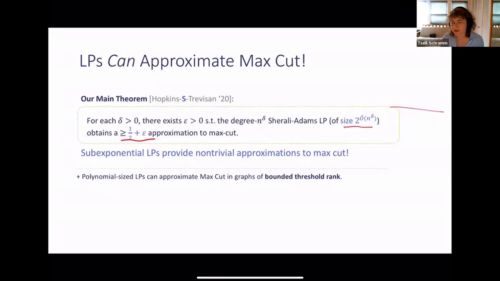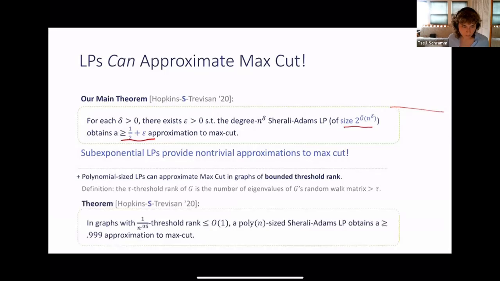And if you're the kind of person that doesn't get excited about sub-exponential time algorithms, let me say that we can also prove that linear programs can approximate max cut in graphs of bounded threshold rank. So this is a large class of graphs. Essentially, the tau threshold rank of a graph is the number of eigenvalues of the graph's random walk matrix which are bigger than tau. And if a graph has 1 over n to the 0.05 threshold rank that is a constant, then a polynomial sized linear program can get a 0.99 approximation to the maximum cut value. So for many, many graphs, LPs can give very good approximations to maximum cut.